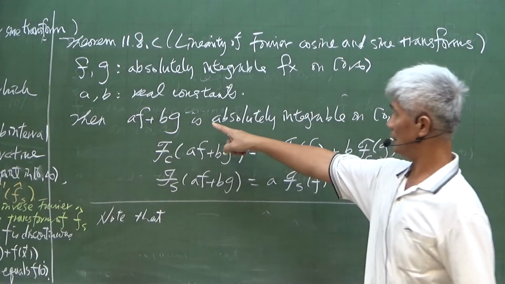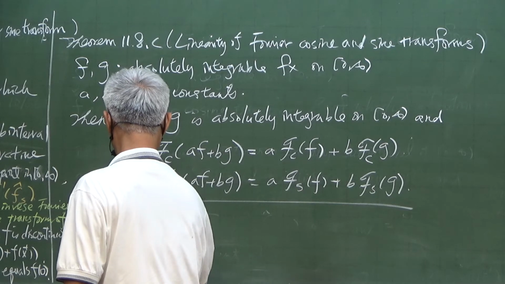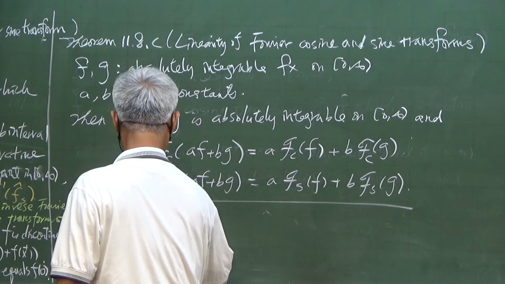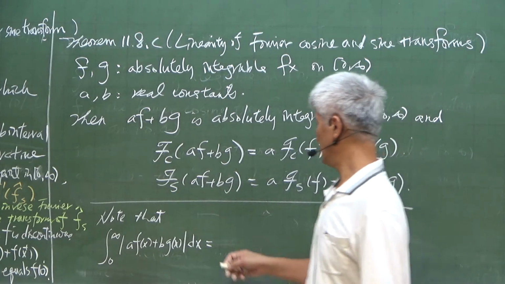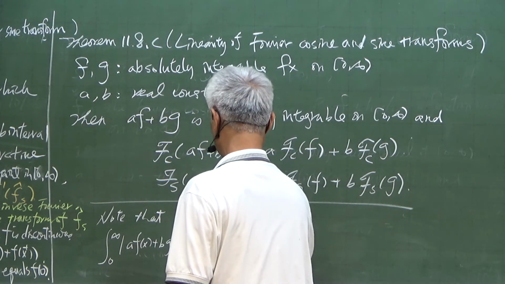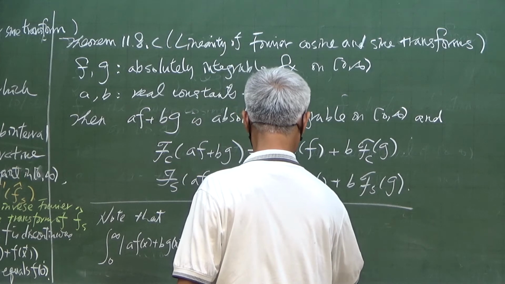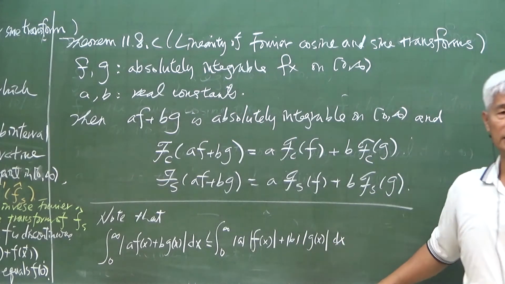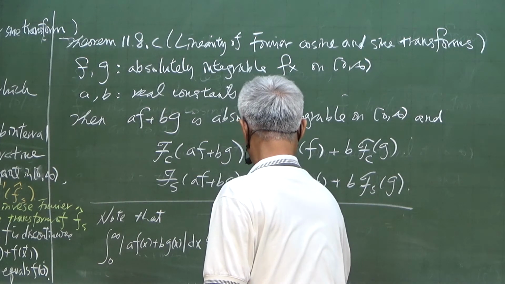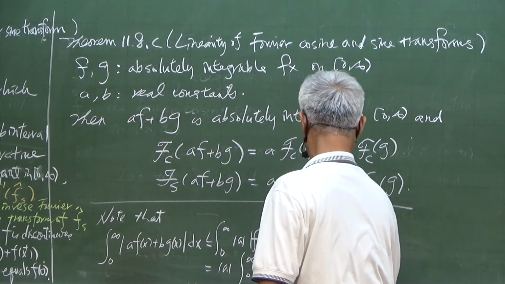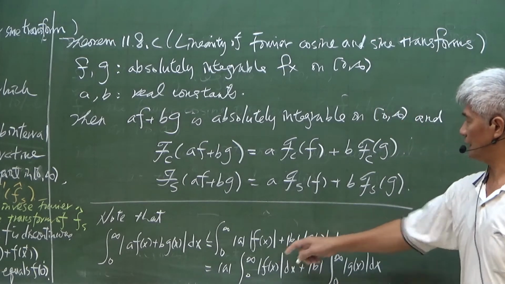To see why this linear combination is absolutely integrable, we integrate the absolute value of the linear combination, and we know that it is bounded by this integral. Okay, so now we have the upper bound.